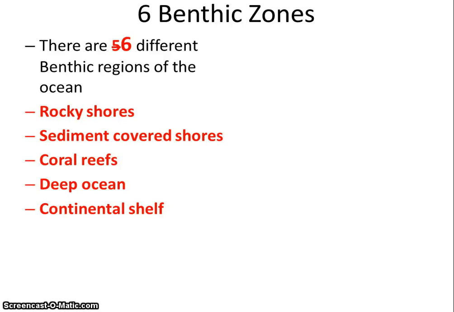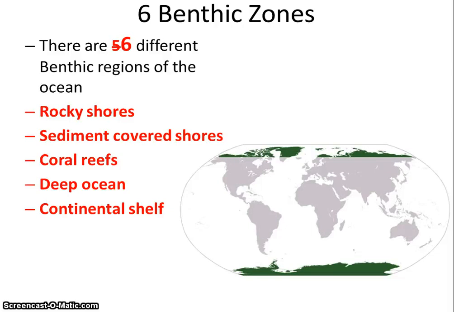The last of these 6 zones, those 5, rocky shores, sediment-covered shores, coral reefs, deep oceans, and continental shelves, those are your 5 true benthic regions. The 6th one is a little bit different. We're also in this unit going to talk about ice, the Arctic and the Antarctic, the North Pole and the South Pole. Those aren't really benthic regions. We'll talk a little bit about pelagic organisms in those zones, but truth be told, we really don't have too many other places to talk about ice.